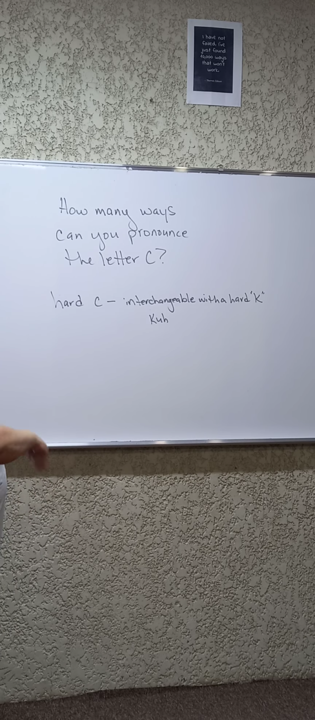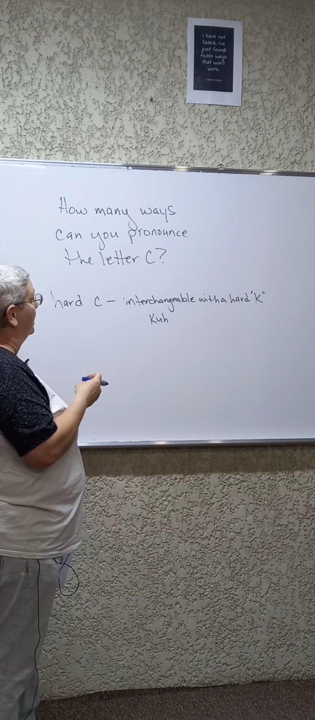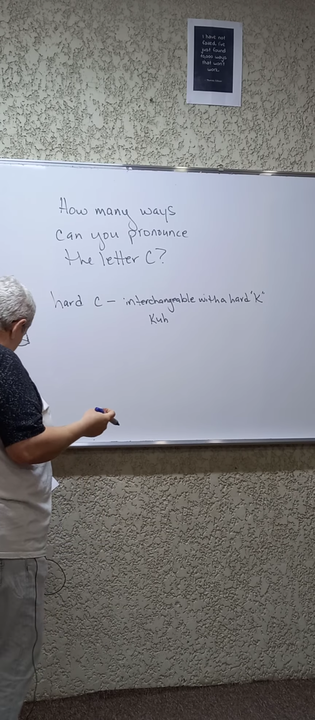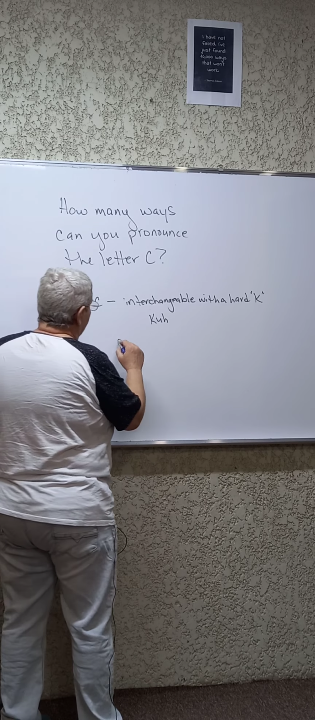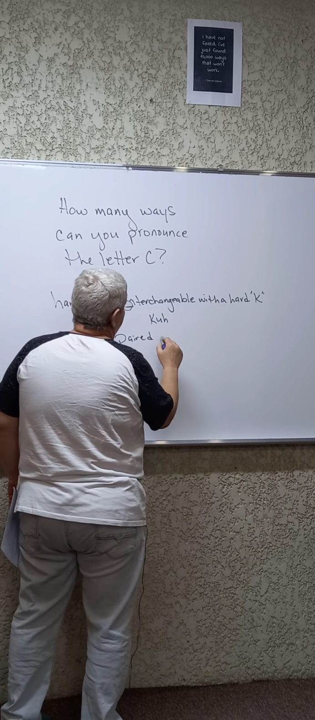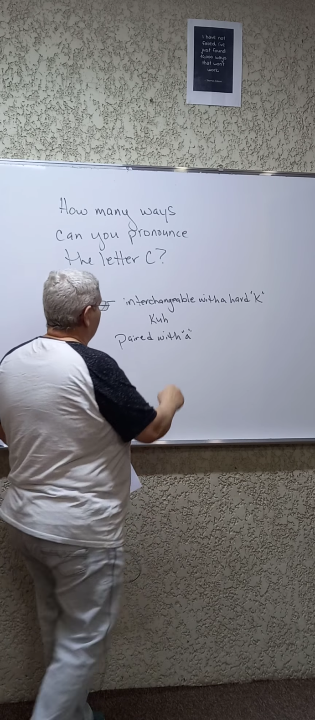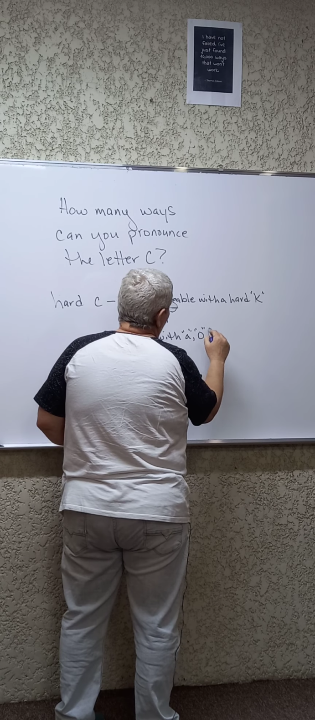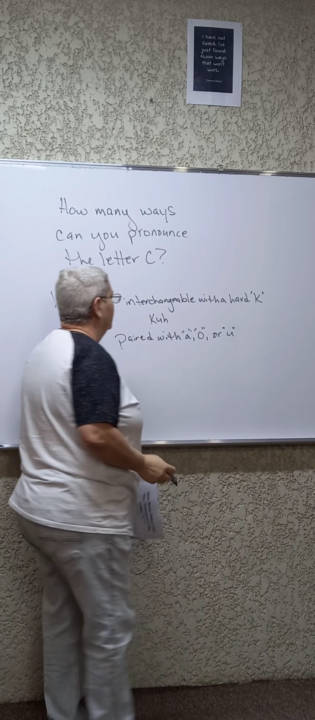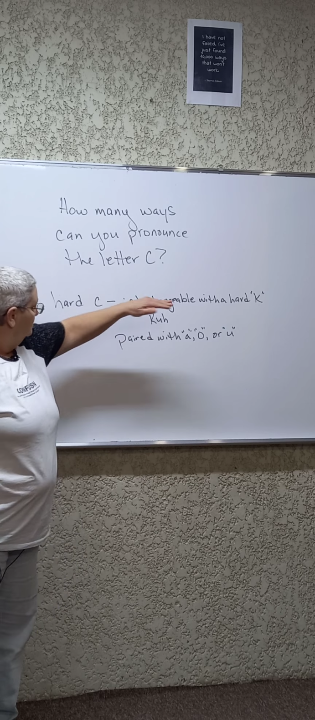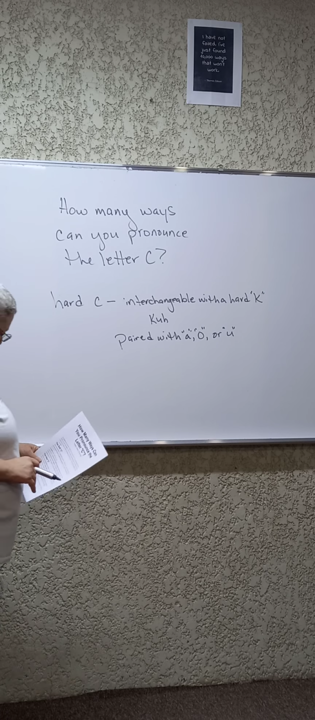Same as with the soft C. With this one, the hard K depends on which vowel you use with it. Okay? Or what it's paired with. And most often, it's paired with an A. The letter A. Or O. Or a U. These are normally, a hard K is paired with these three vowels. A, O, and U. Right?